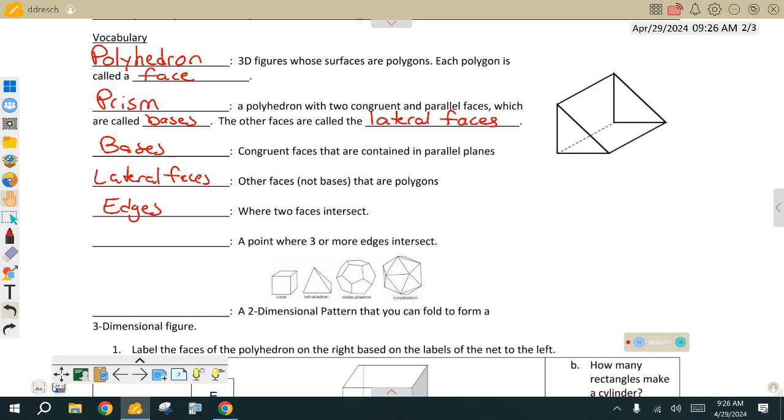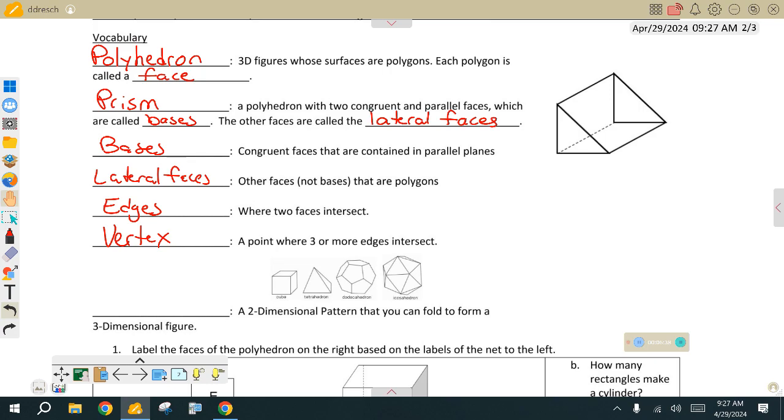All right. And then where edges intersect, three or more edges intersect. So edge and edge and edge, these three edges right here intersect at these points. We call those our vertices. Okay. Our vertex for a single. Okay. So those are some of our basics.